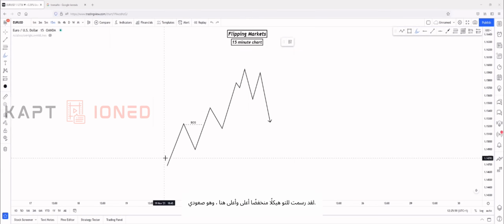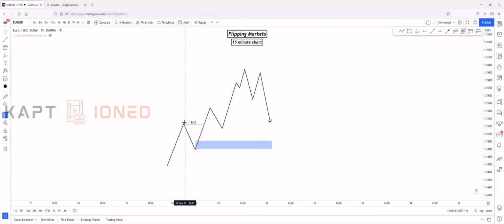As you can see, I just drew a higher high and higher low structure here, which is bullish. It creates a break of structure to the upside. Okay, as I said, price has to create inefficiency in order to create a valid demand zone or supply zone. Let's say this move created inefficiency.